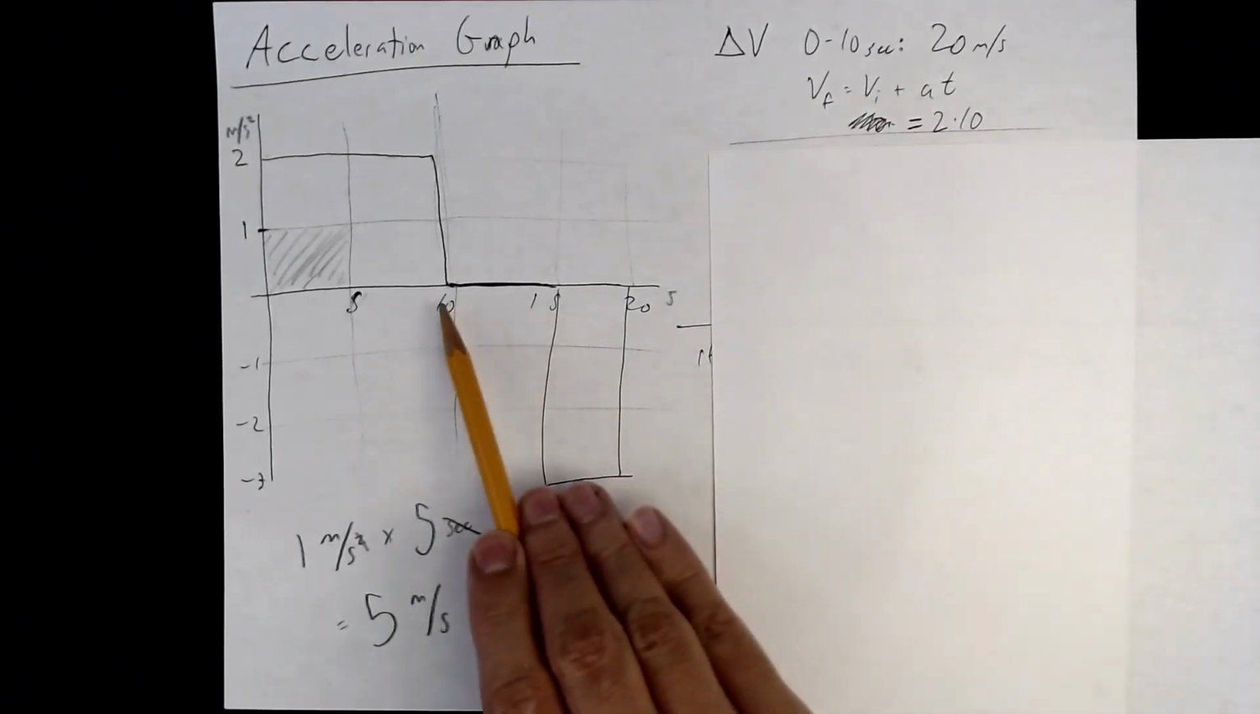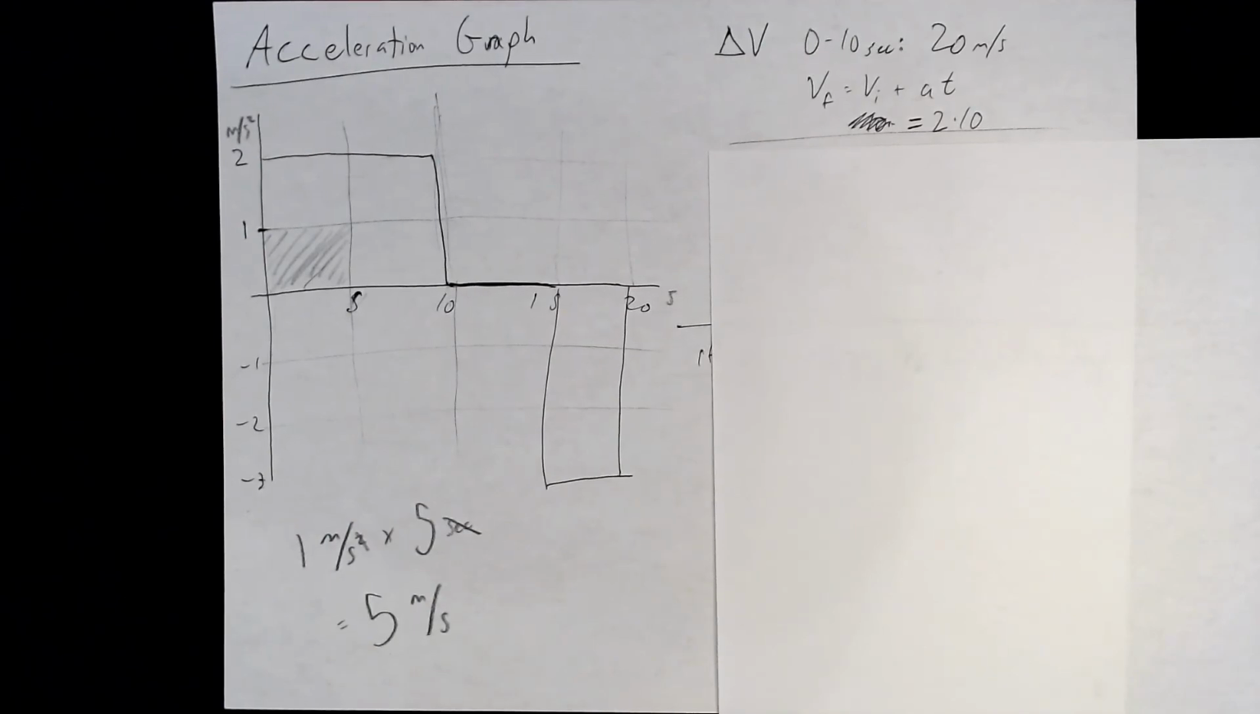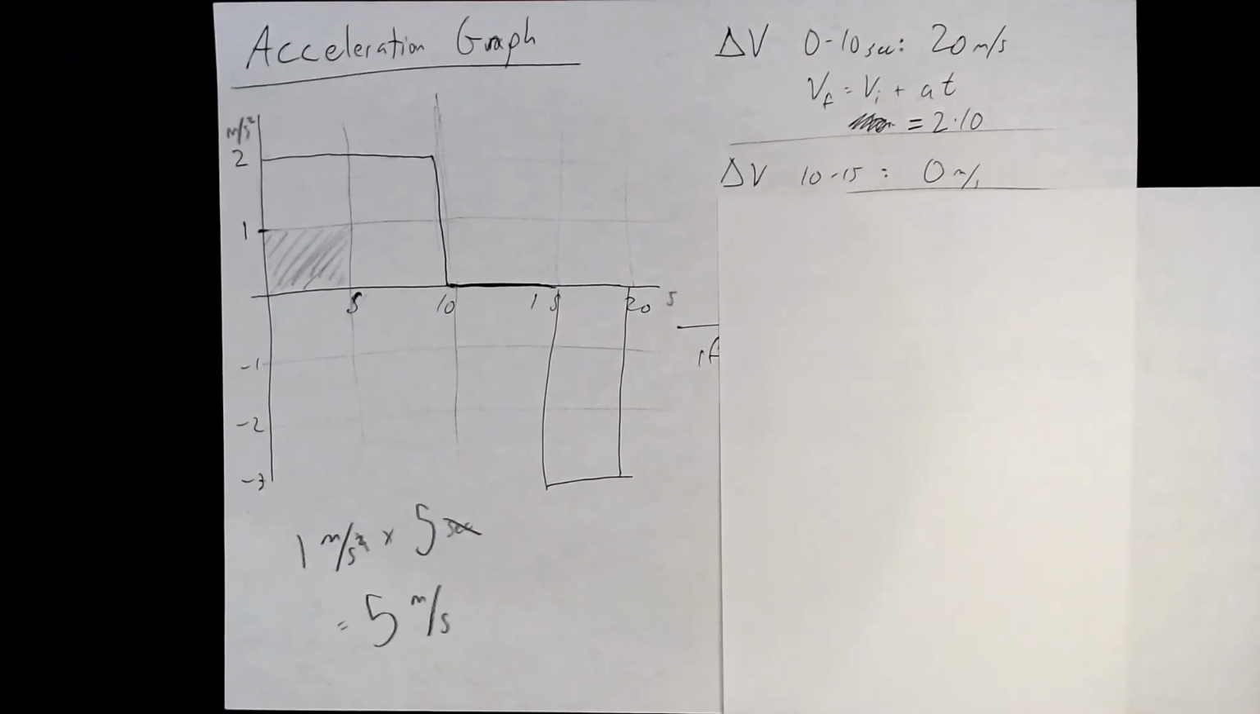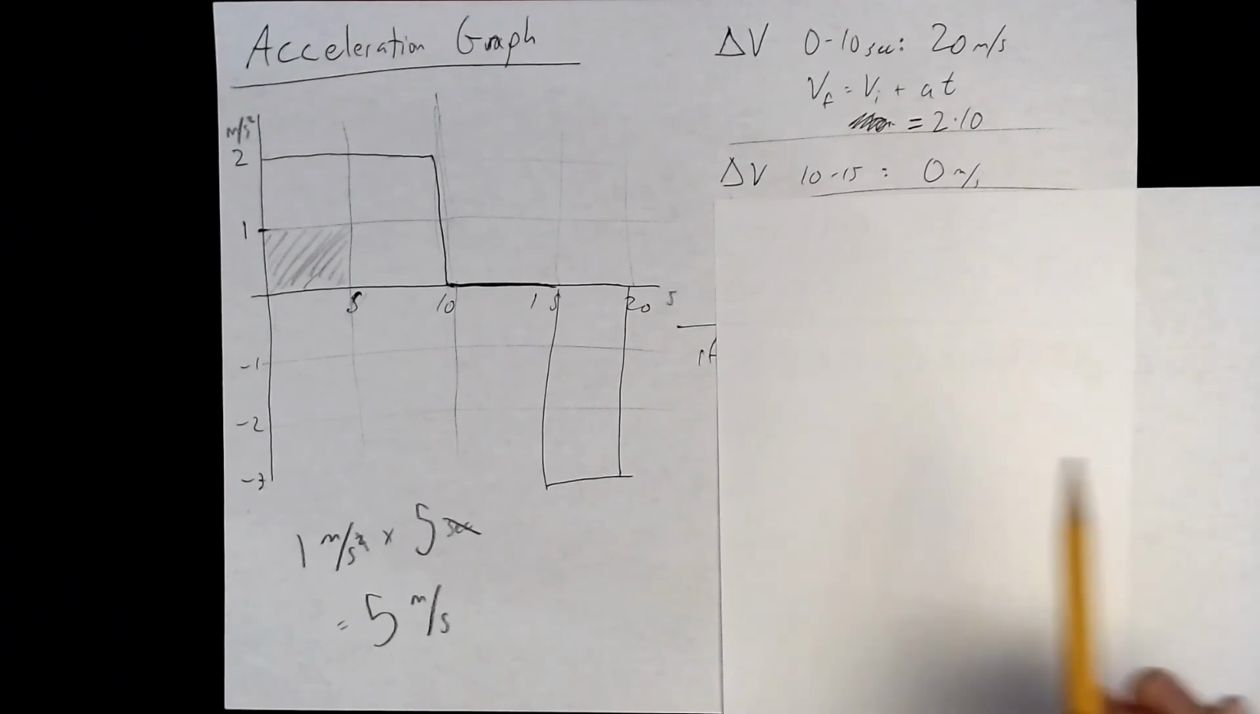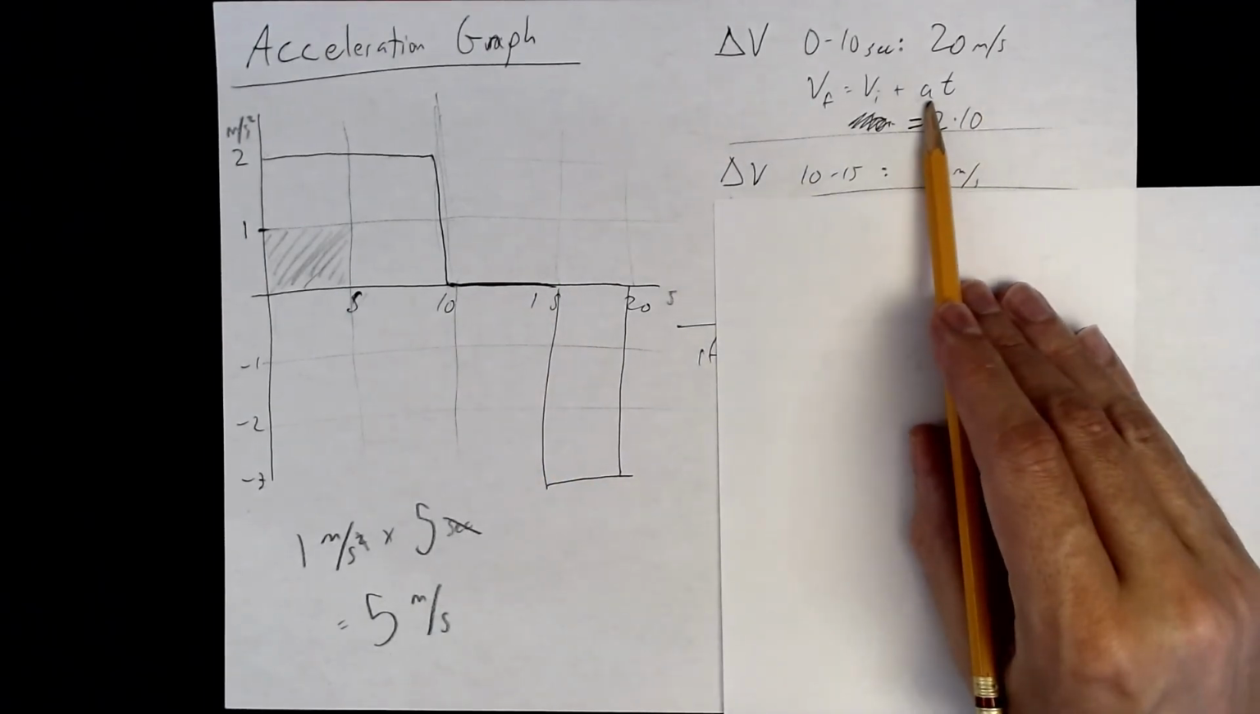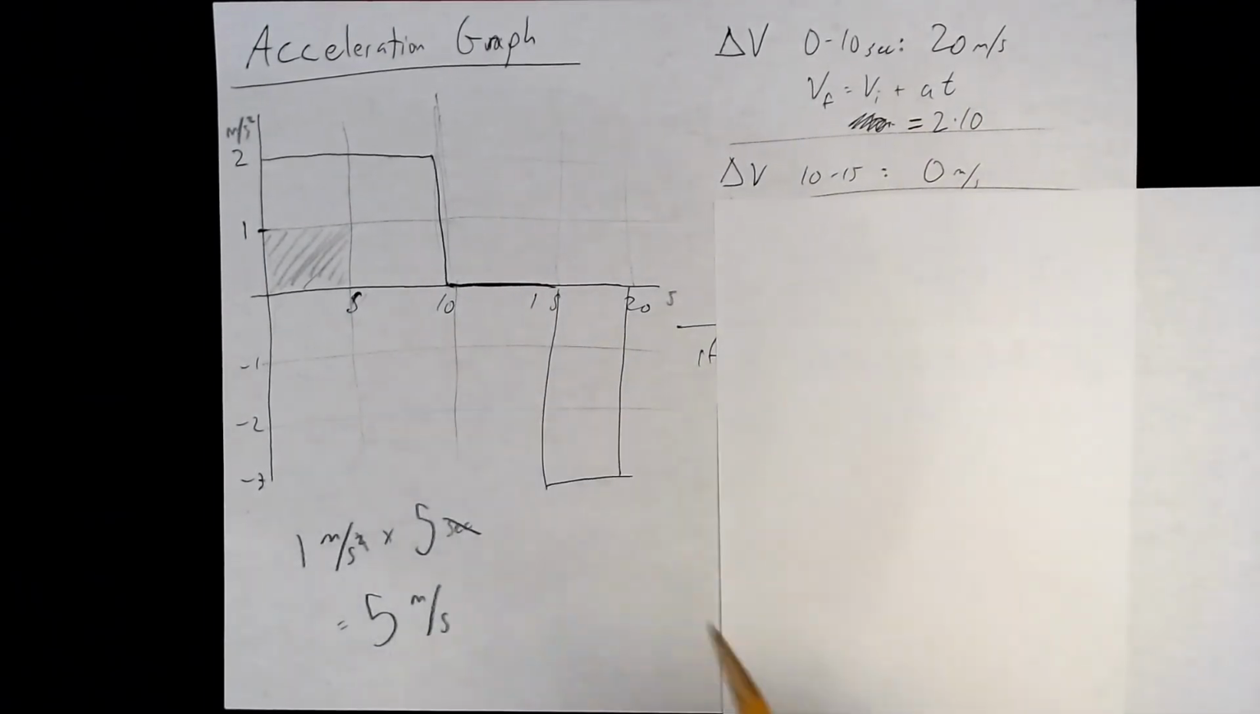What's the area under the curve from 10 to 15? It's nothing. So no change. You've got no acceleration, so your a there would be 0. And it doesn't matter how much time, you get 0 meters per second.